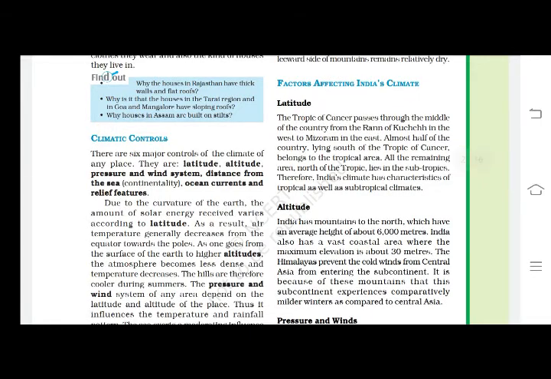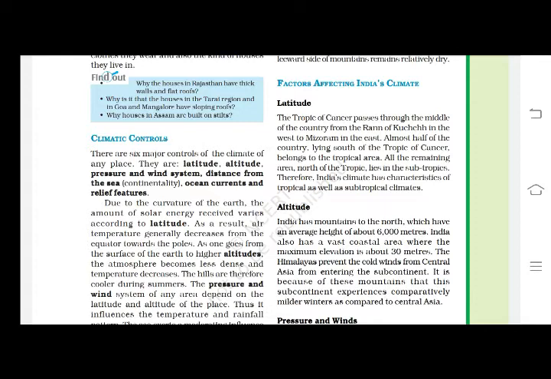First is the latitude. Okay, we know we have latitudes and longitudes. So here the first climatic control is latitude. Due to the curvature of the earth, the amount of solar energy received varies according to latitude. Okay, means you have the curvature of earth, earth is curve shaped. So the amount of solar energy, the amount of heat which we are receiving from the sun, varies according to the latitudes. As a result, air temperature generally decreases from the equator towards the pole. Means whenever we are shifting from the equator towards the pole, what happens?